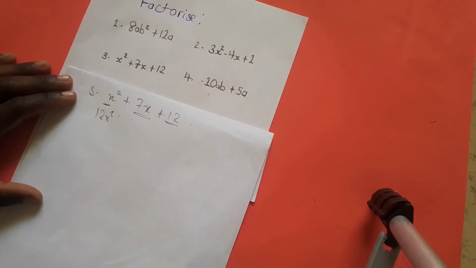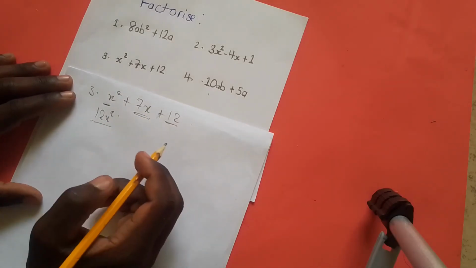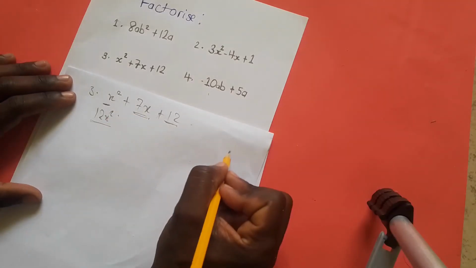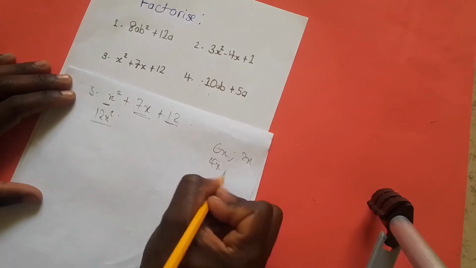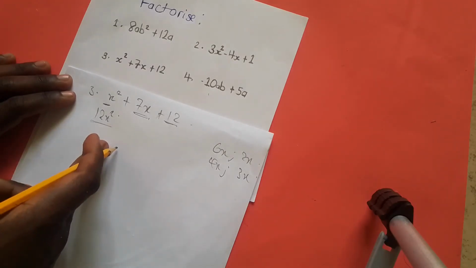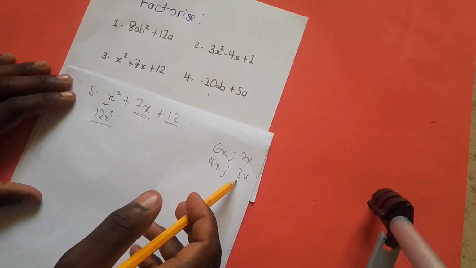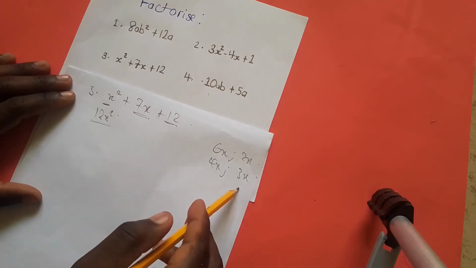So what are the factors of 12x squared that can lead us to 7x? The factors of 12 are 6x and 2x, 4x and 3x, right? These are some of the factors of 12x squared. Which of these factors can lead us to 7x? If we add 4x plus 3x, it's going to lead us to 7x.